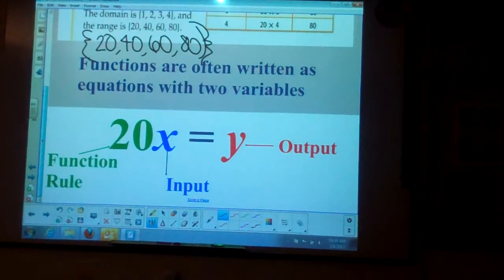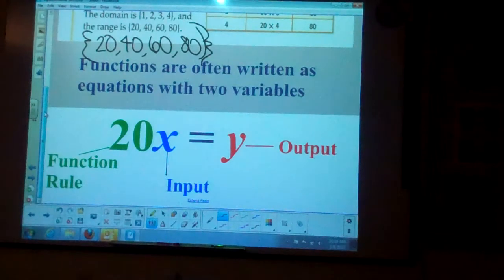Morgan said you can put it in a graph, you can put it into a table, you can put it into an equation. Yes. Those are all the different ways that we can express this.